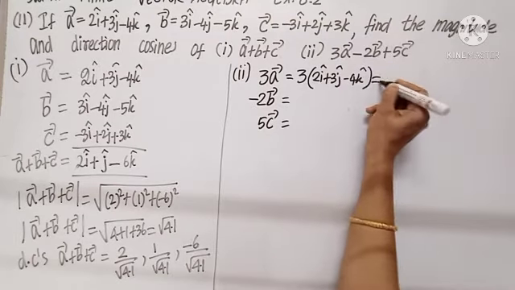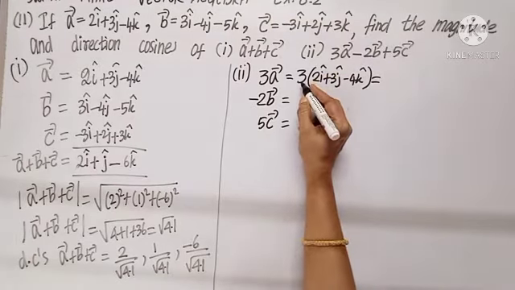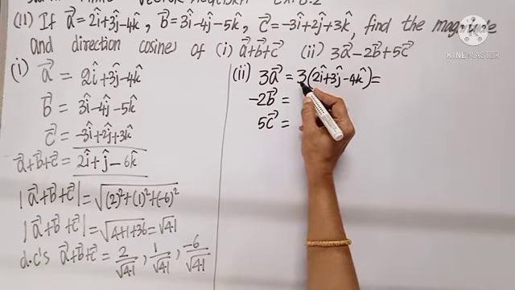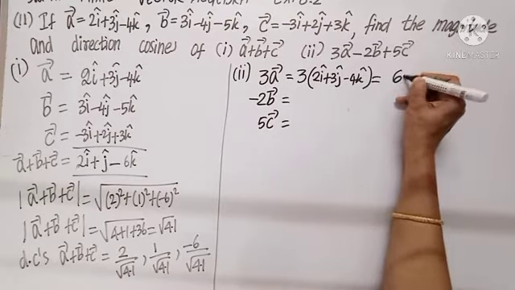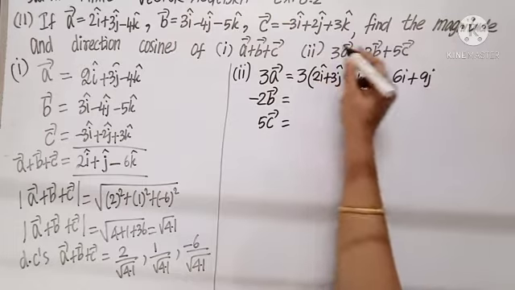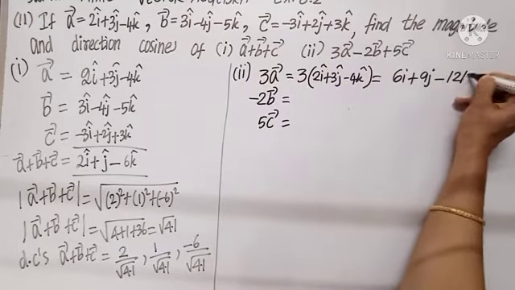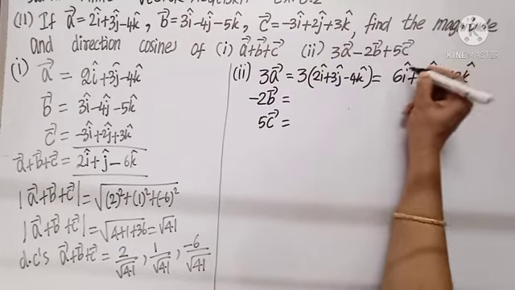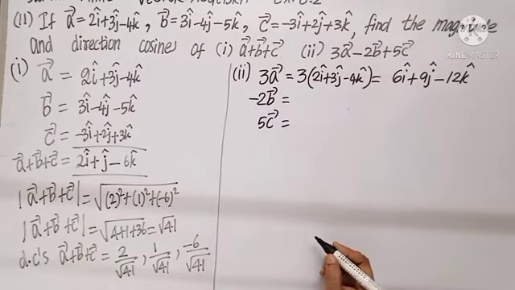So we should know how to multiply by a scalar. 3 is a constant which I can write as a scalar. 3 into 2i, 6i. 3 into 3j, 9j. 3 into minus 4k, minus 12k. Remember to put the caps for the unit vectors.